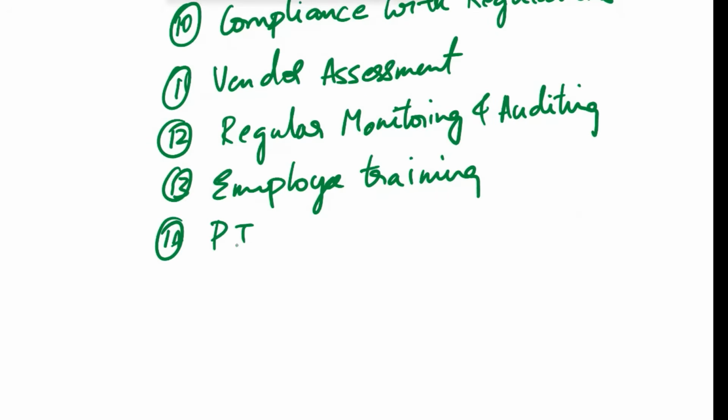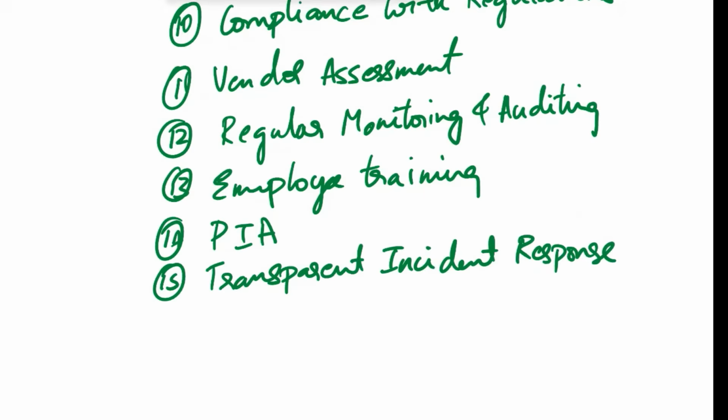Then there is PIA, that is Privacy Impact Assessment. Conduct PIAs to assess the potential privacy risks associated with using EDR tools, and implement measures to mitigate identified risks. Then, another last strategy that we'll discuss is transparent incident response. Have a clear incident response plan that addresses potential breaches or privacy incidents. Be prepared to communicate transparently with affected users if such incidents occur.